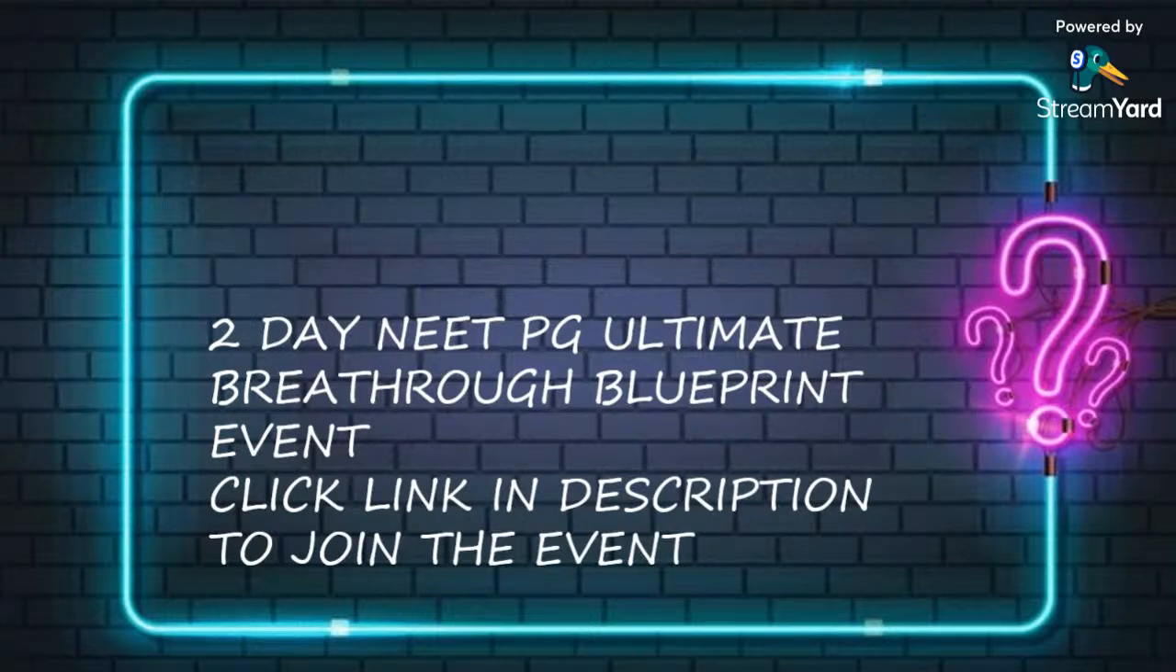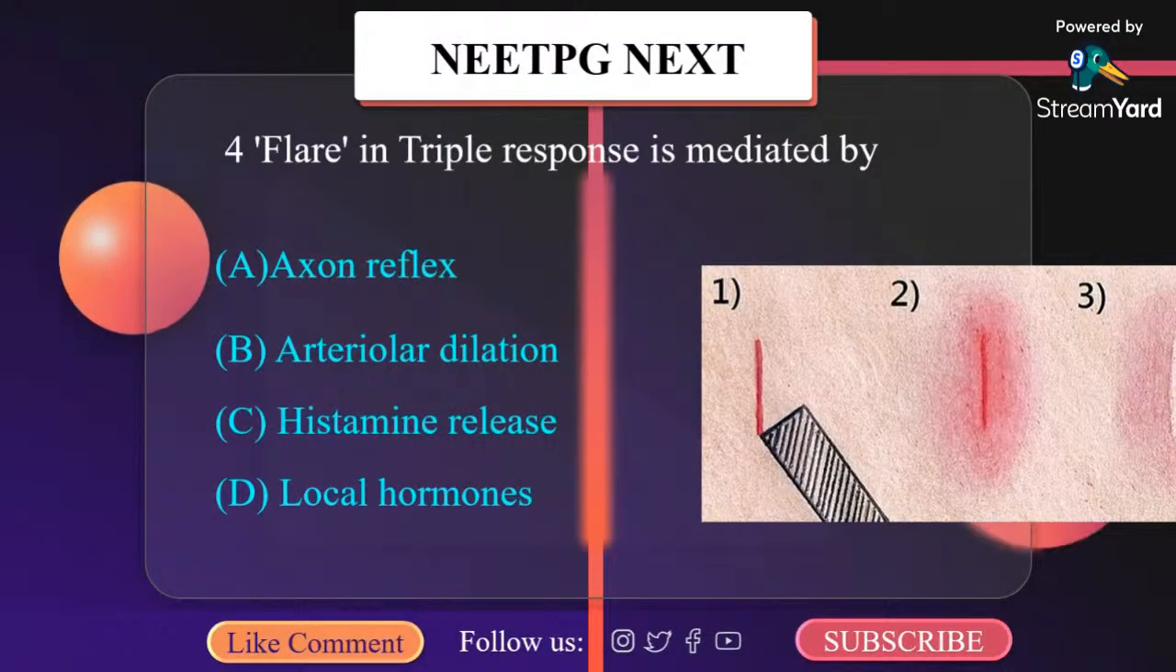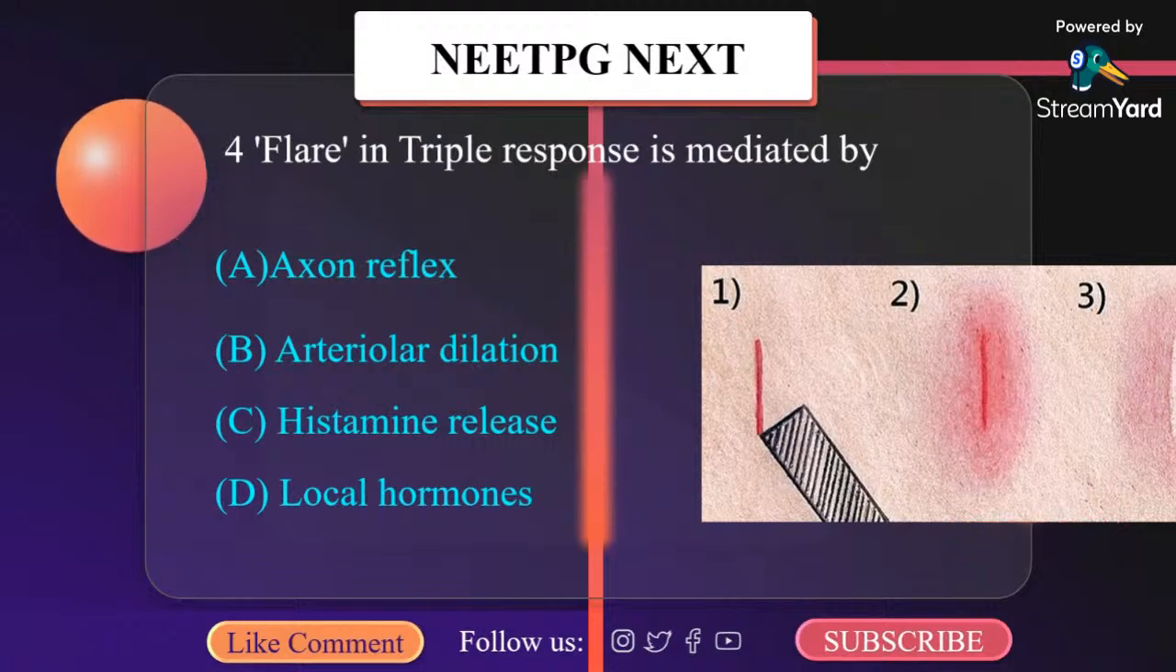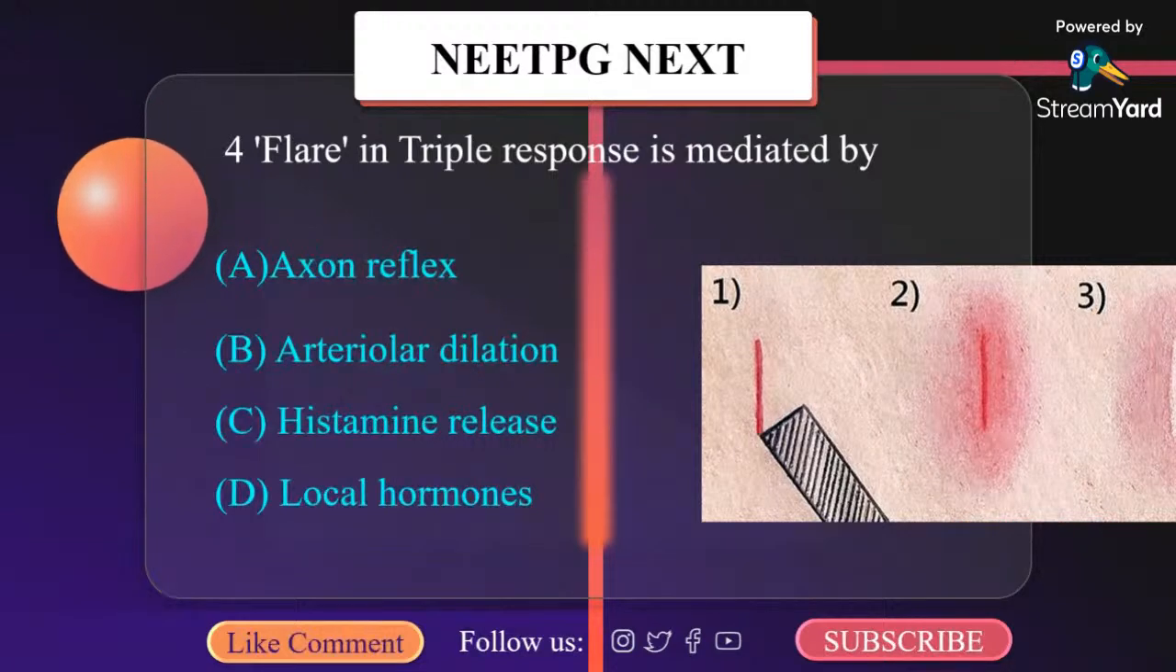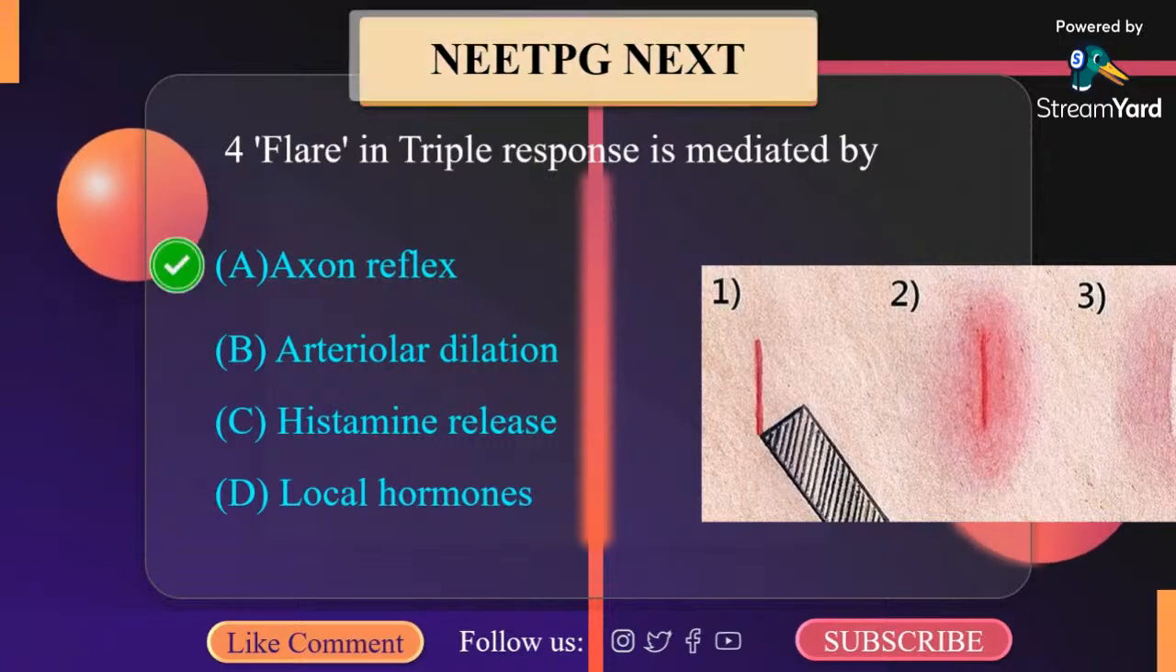Flare in triple response is mediated by A. Axon reflex, B. Arteriolar dilatation, C. Histamine release, D. Local hormone. Well, this flare in triple response is mediated by axon reflex.